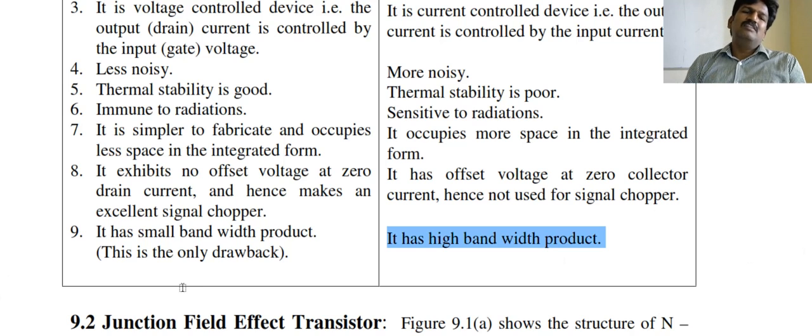So when the bandwidth product is less, that FET has less bandwidth or maybe less gain compared to the BJT. When the bandwidth product is very high in the BJT, it means it might have high bandwidth as well as high gain compared to the FET. These are the advantages you can consider for FET and BJT.